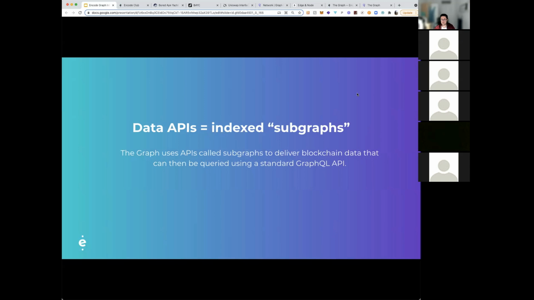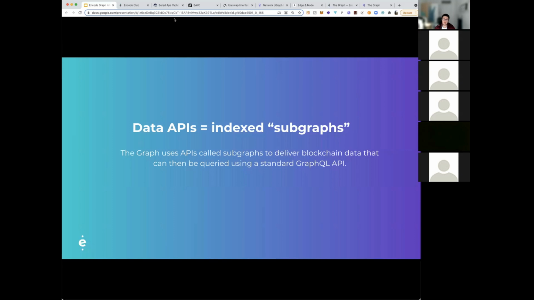So how do we actually do this physically? Those of you that have built an application before will be familiar with something called an API, which just means basically a stream of data coming in. And this stream of data in The Graph world is called subgraphs. There are no actual graphs here, guys, no pretty Venn diagrams or anything. We have these indexed subgraphs, and they are the things that actually deliver the blockchain data.